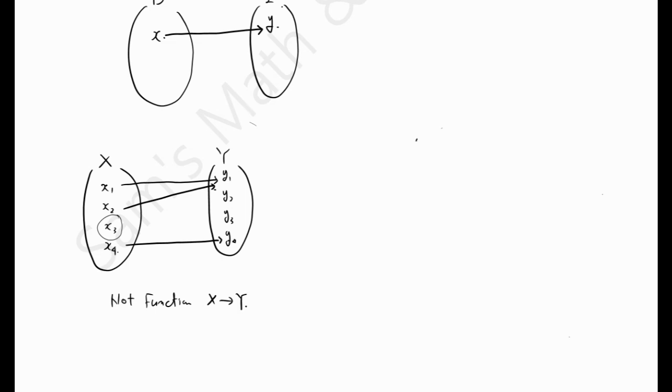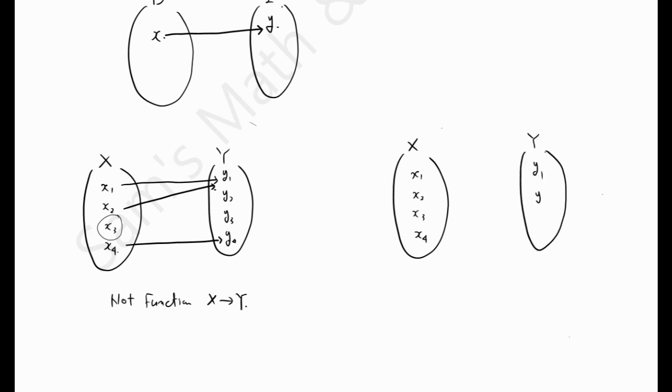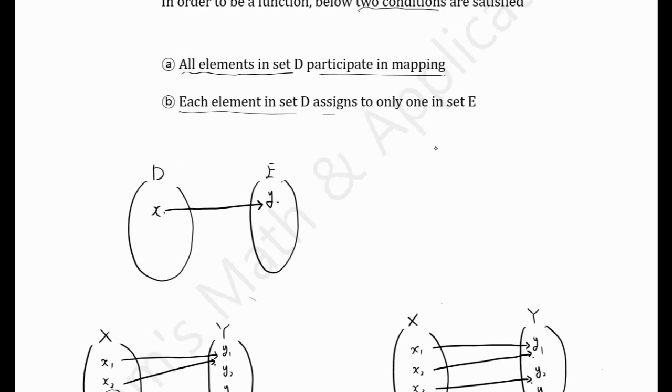I'll take another example. The set X has discrete elements X1, X2, X3, X4. The set Y has elements Y1, Y2, Y3. Now X1 is mapping to Y1. X2 is mapping to Y1. X3 is mapping to Y2. X4 is mapping to Y3. In this case, all elements in set X are participating in mapping, and so this mapping satisfies the first condition.